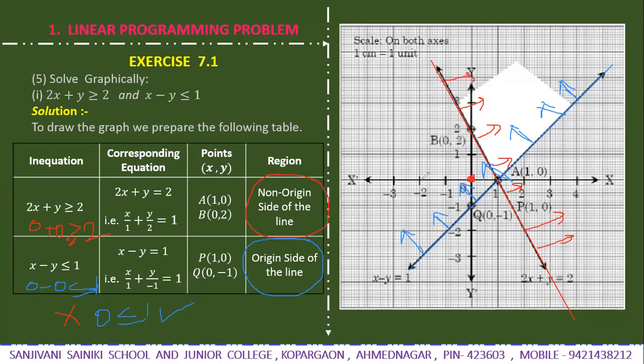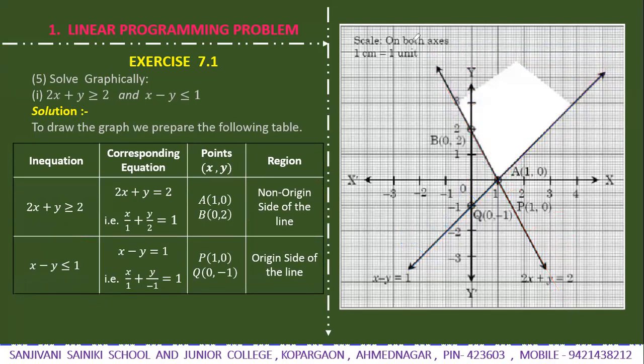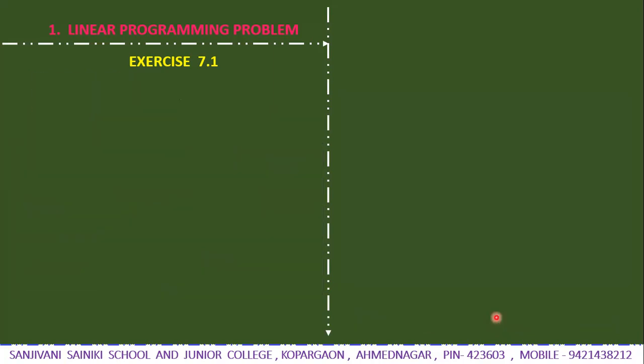So for these two, what is the common region? You can conclude that the common region is the region which lies above these two lines. This is the region which is common to both of them, and this is the required solution set for the given linear inequations. So the shaded region represents the graphical solution.